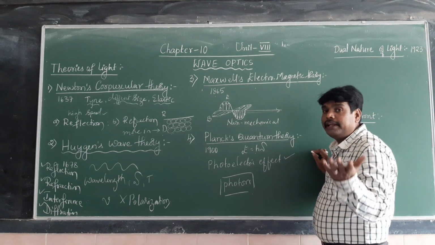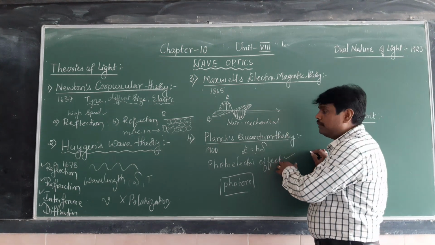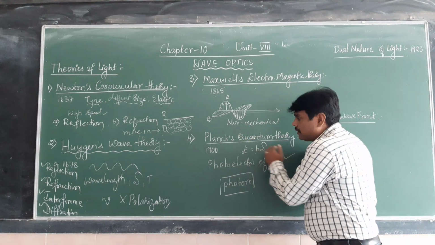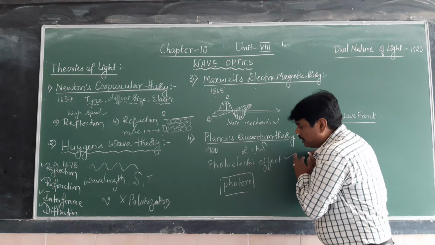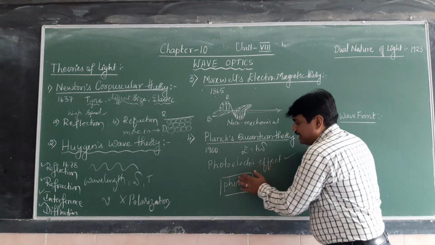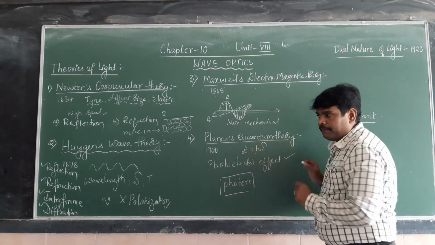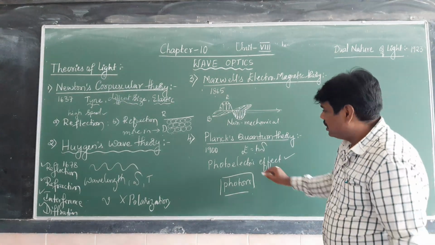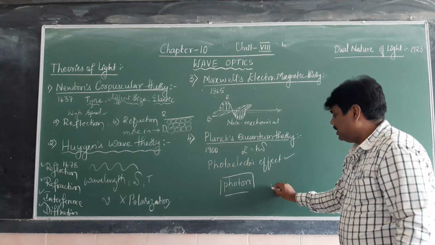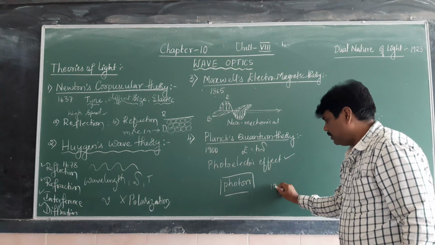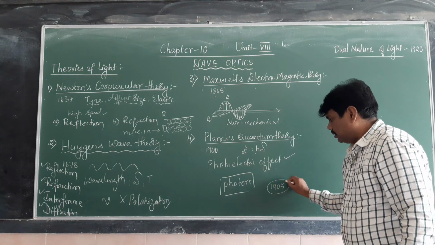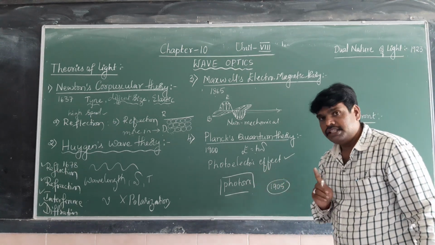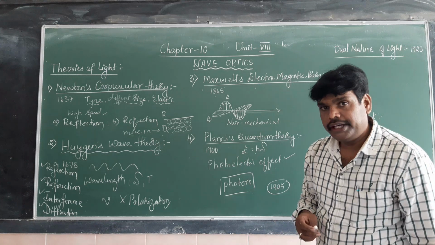We are converting light energy into electrical energy, which is explained by Einstein using Planck's quantum theory. That is explained successfully, but it could not explain interference, diffraction and polarization. This was around 1905, when the photoelectric effect was explained, because in your syllabus there is a separate topic, the photoelectric effect.